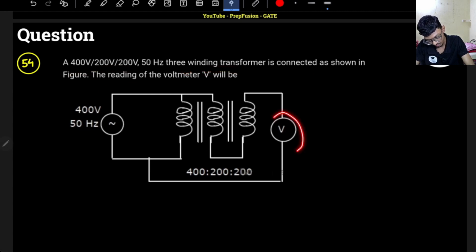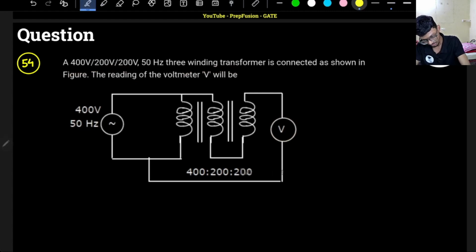The reading of the voltmeter will be... okay, the dots are not present. I forgot to write down the dots actually. So dots should be present in the question. One of the dots should be here, and I will just see in my notebook where the dot is. The other dot is here, and the other dot is here. Okay, so these are the dots basically. So now you can solve it.